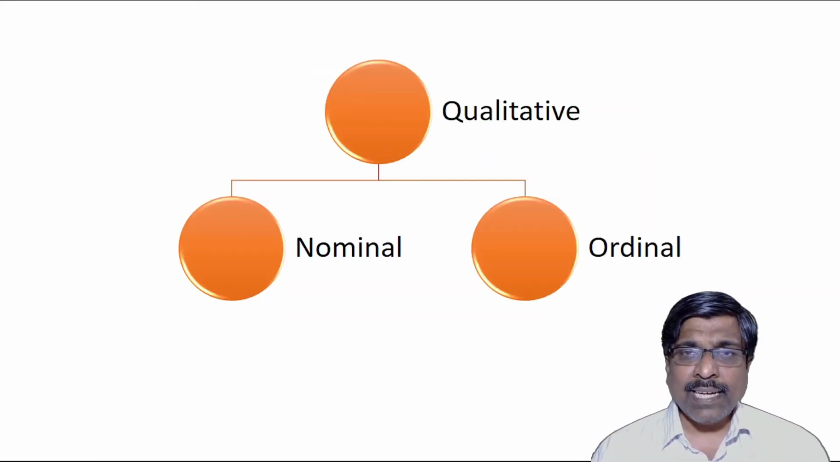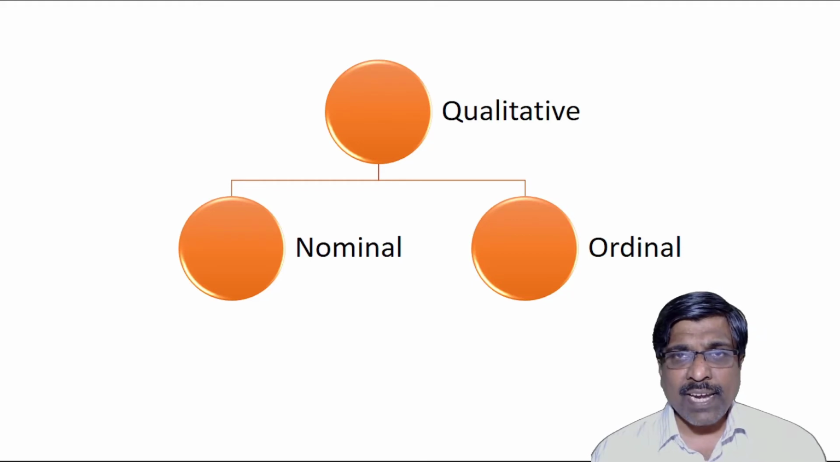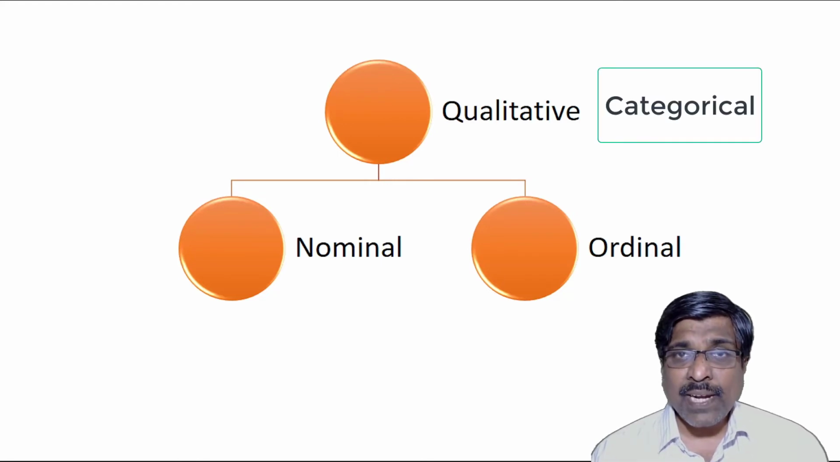Great. Now let us understand what is qualitative data. The name itself implies quality, and quality actually implies classification or categories. So you can call qualitative data categorical data, whereas you can call quantitative data numerical data. This qualitative data can be further classified as nominal data or ordinal data.